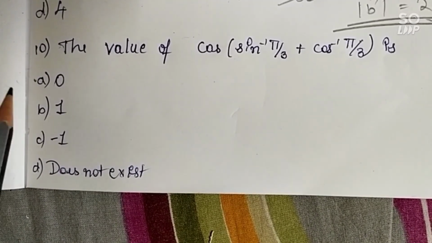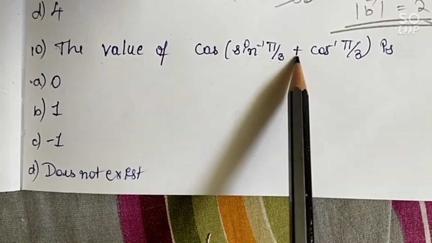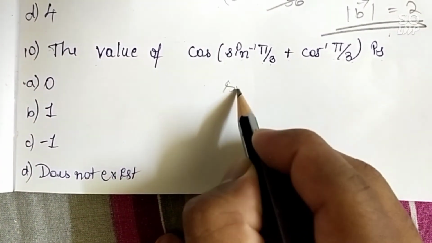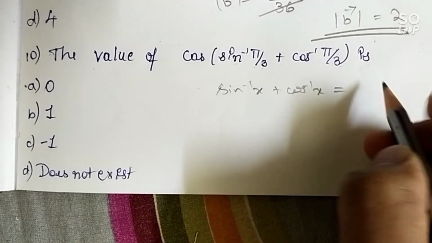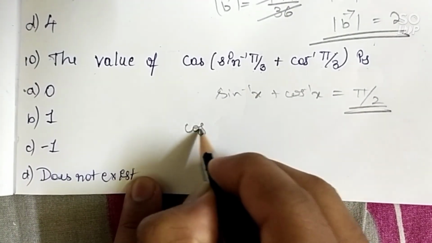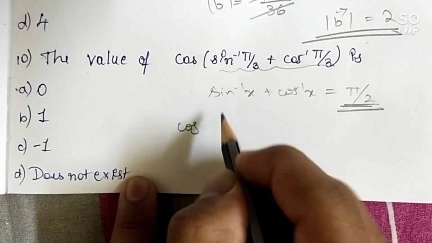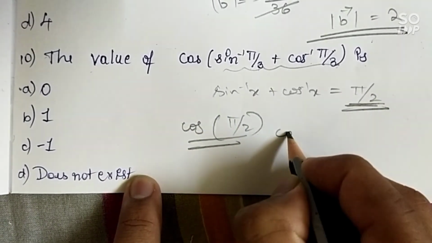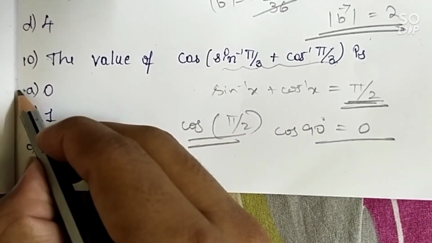The 10th question is, the value of cos of sin inverse pi by 3 plus cos inverse pi by 3 is. We know that sin inverse x plus cos inverse x is equal to pi by 2. So cos of sin inverse pi by 3 plus cos inverse pi by 3 becomes pi by 2. Cos of pi by 2 is cos 90, which is equal to 0. That is option A.